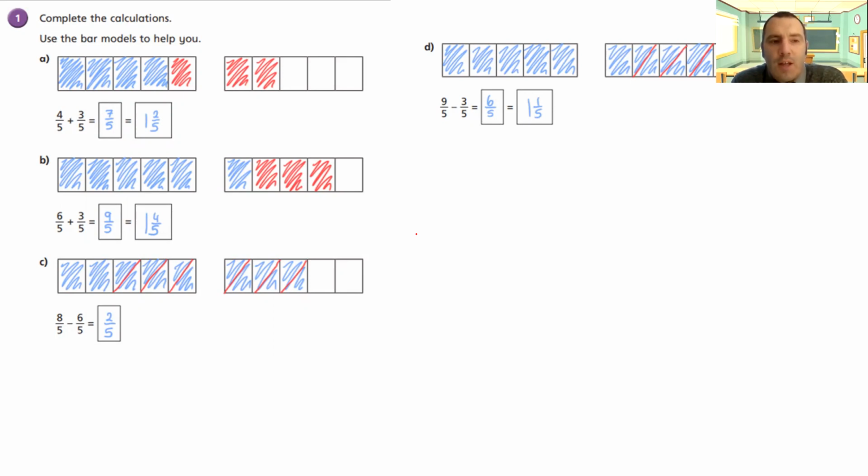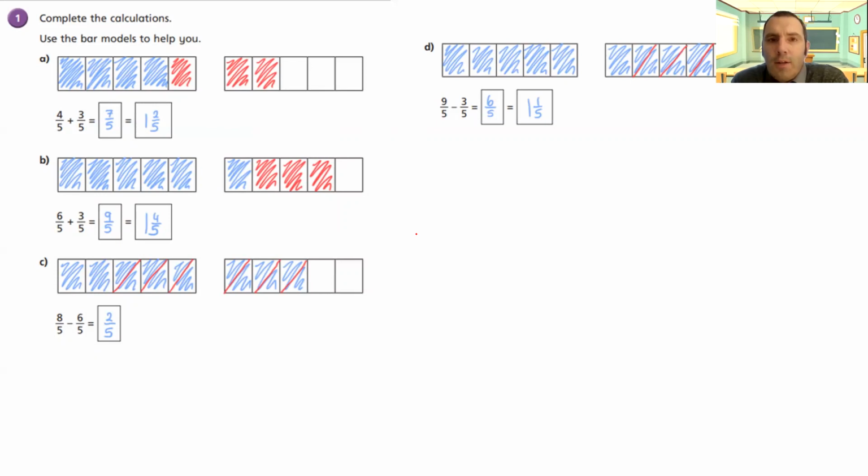B, we're adding 6 fifths and 3 fifths. Again, we'll need 2 bar models in 5 parts, 1 full and 1 with 4 fifths. Our answer is 1 and 4 fifths. C, we've got 8 fifths to begin with. So again, we need our bar model split into 5. We have 8 fifths to start off with. We've taken 6 fifths off, so we've crossed those out and we're left with 2 fifths.